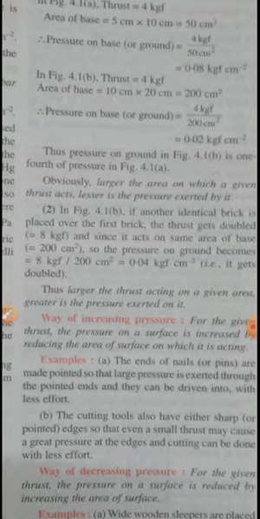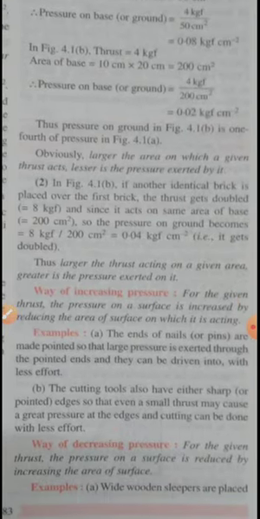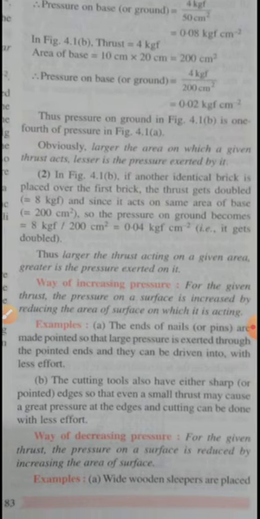Here it is given: for a given thrust, the pressure on a surface is increased by reducing the area. The application is that the ends of nails are made pointed so that a large pressure is exerted through the pointed ends and they can be driven in with less effort. Similarly for knives, the cutting tools have sharp edges, so a small thrust may cause a great pressure. Can you understand why the ends of knives are made sharper? You apply a very small force and it can make a severe cut. So these are ways of increasing the pressure.